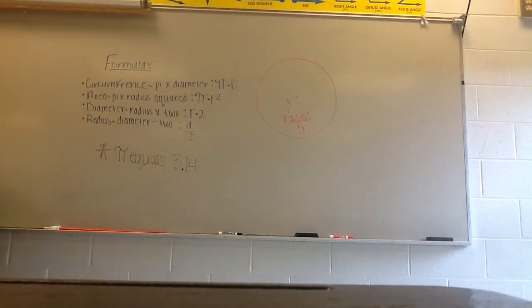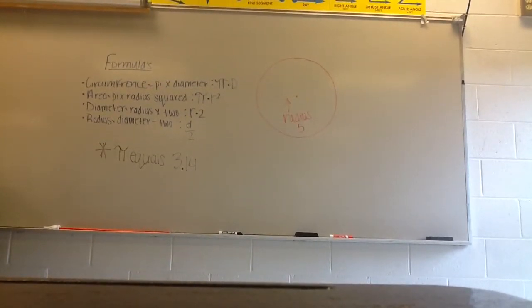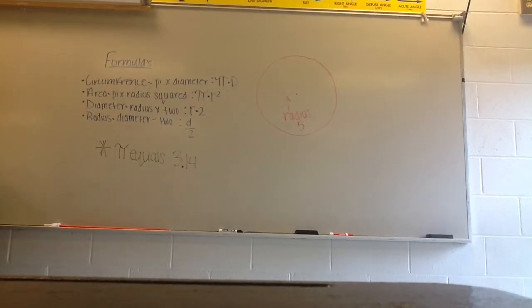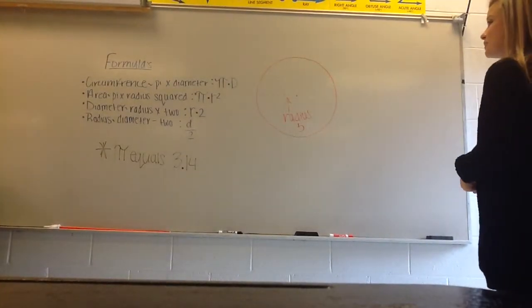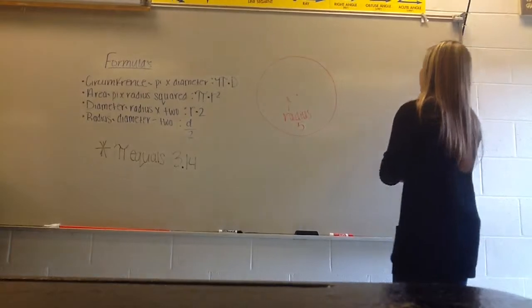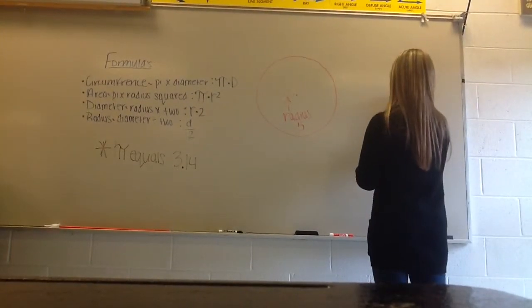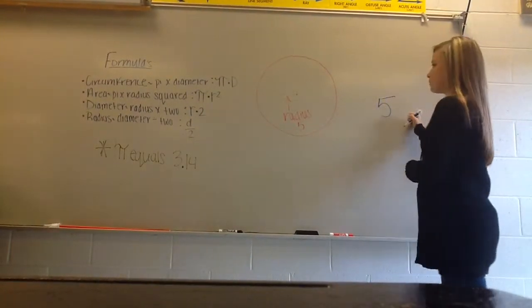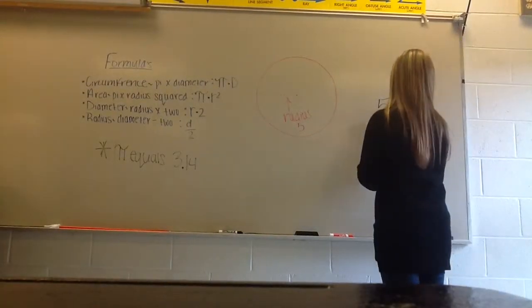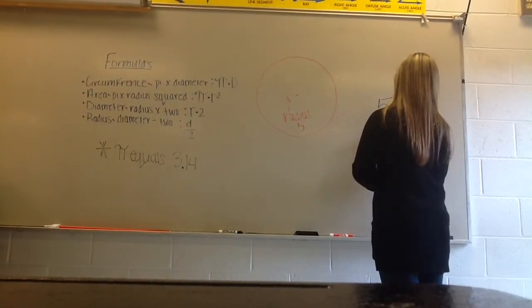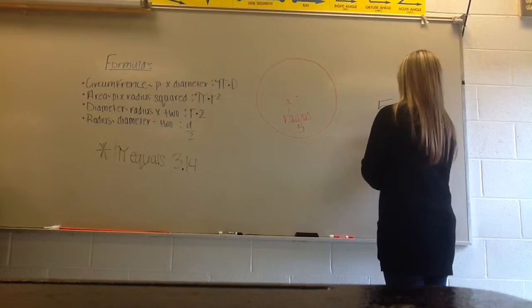Now for our second example, we're going to be finding the circumference, area, and diameter. First we're going to start with our diameter, which is radius times 2. Our radius in this example is 5. So now we have to multiply 5 times 2, and 5 times 2 gives us 10. So 10 is your diameter.